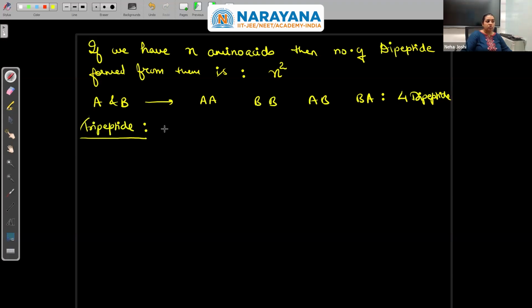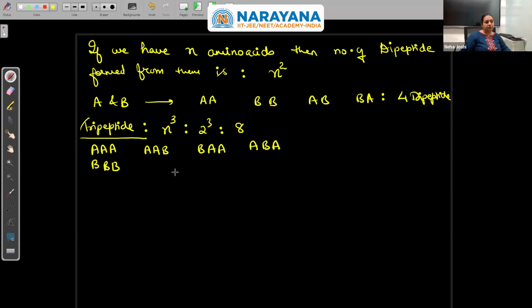Tripeptides are to be formed. So I'll say n raised to power 3. So 2 raised to power 3, I should get 8. Let us check. Tripeptide: A, B, B, B, A, B, B, okay, A, B, A.